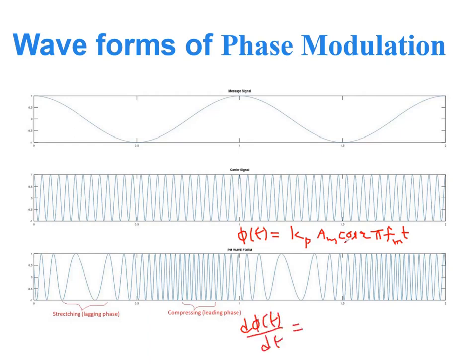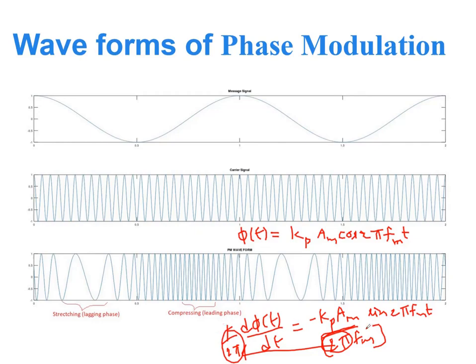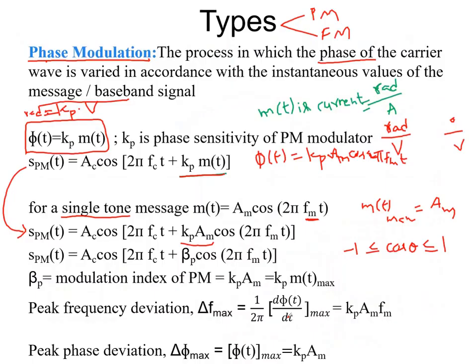It's so simple. The derivative of cos theta is minus sin theta. Obviously what will happen here, kp Am times sine of 2 pi fm into t, then derivative of 2 pi fmt will become how much? 2 pi, sorry, this is 2 pi into fm, not divided by. Then whenever you take 1 upon 2 pi here, it will come in the denominator later. Then you will be left with 1 upon 2 pi d phi by dt as kp times Am into fm. That's the peak frequency deviation for the case of phase modulation.